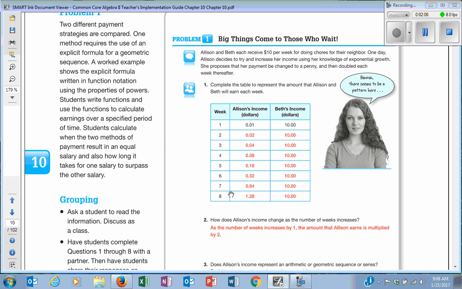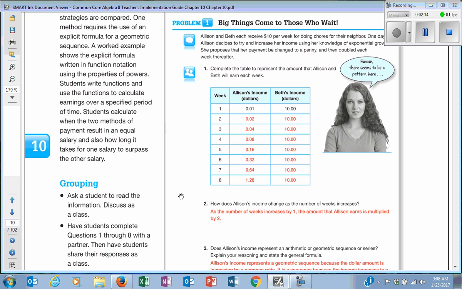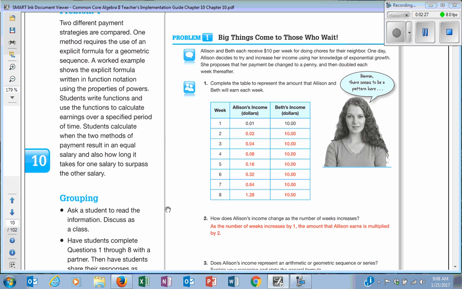And we'll see that through this problem. It's unbelievable. With exponentials, once it starts taking off, man, it starts going, and it just doesn't stop, because each time it's doubling itself. It's multiplying by itself. So after 8 weeks it looks like she's getting ripped off, but you'll see in the end she's going to kill it.